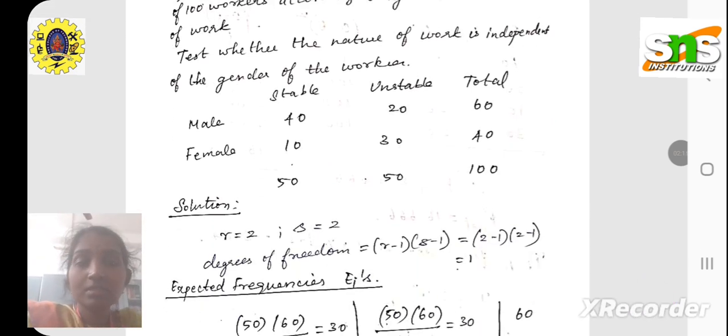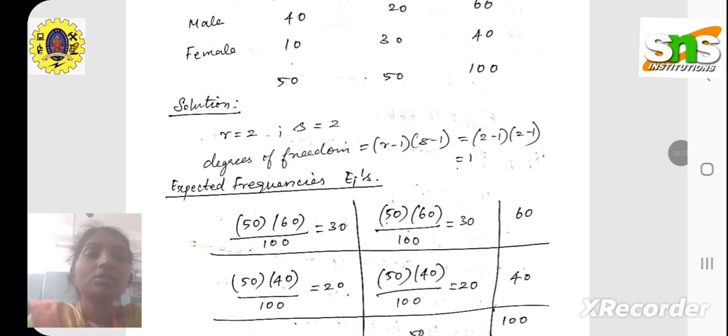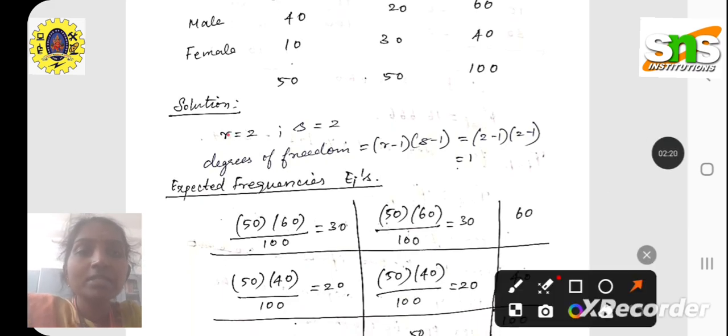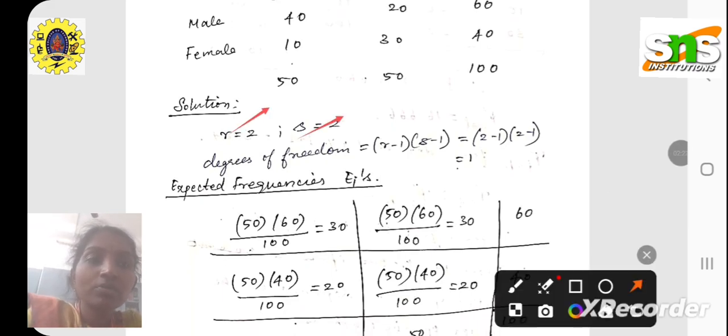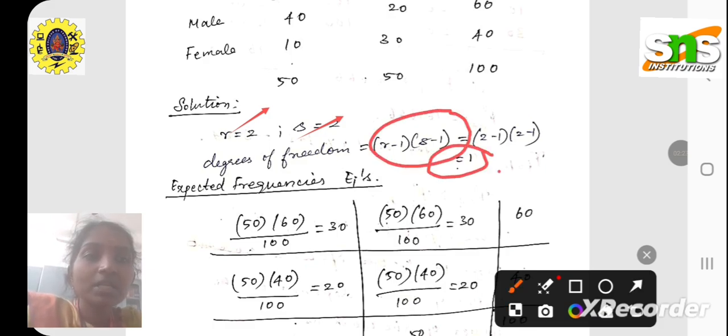How do we perform this independence of attributes problem? To start with, you are given the data. R, the number of rows, is equal to 2, and the number of columns is also equal to 2. Therefore, the degrees of freedom is r minus 1 into s minus 1, which will be 1.